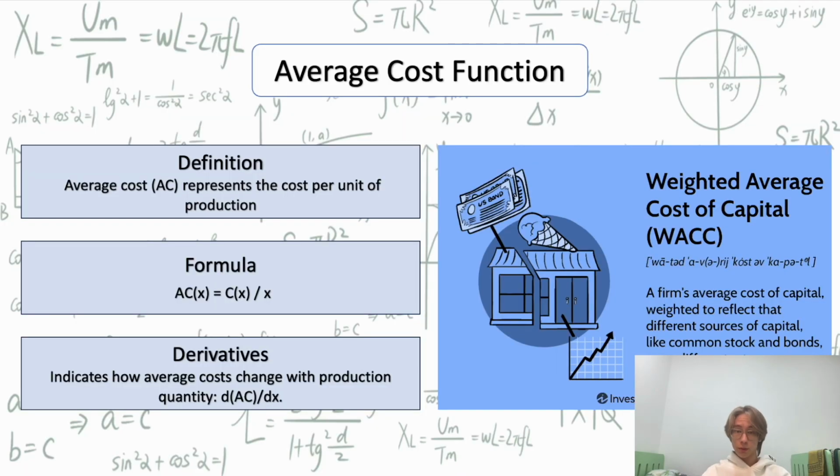Let's move to another one, the average cost function. The average cost function represents the cost per unit of production. The formula is AC(x) equals C(x) divided by x. The derivative indicates how average cost changes with the production quantity, dAC divided by dx.